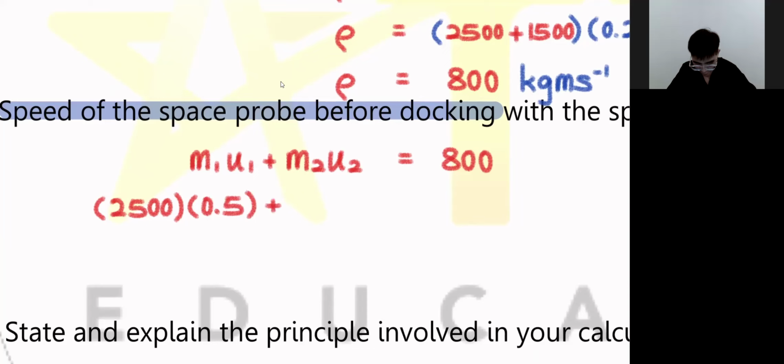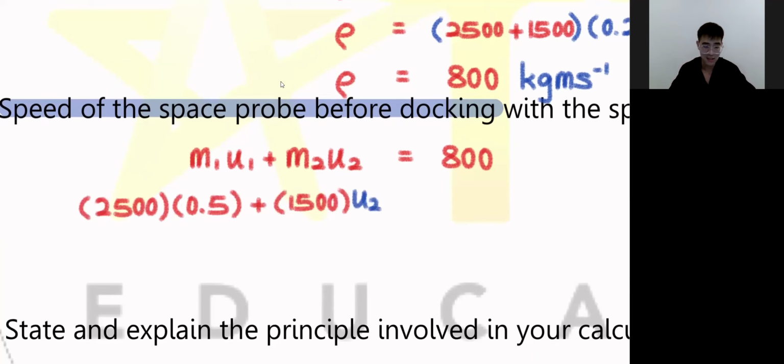Then the momentum of the space prop. Right now, the space prop is 1,500 kilogram. But we do not know the speed of the space prop. That's what the question wants you to find. So whatever your unknown is, you have to leave it as the symbol. If you're looking for U2, then just leave U2 as U2. 2 means space prop. Like I said, we assume object number 2 to be the space prop. So U2 will be the only unknown in your calculations.